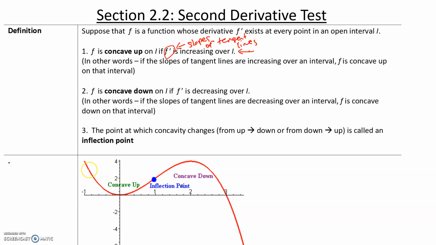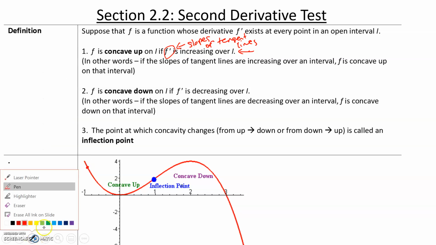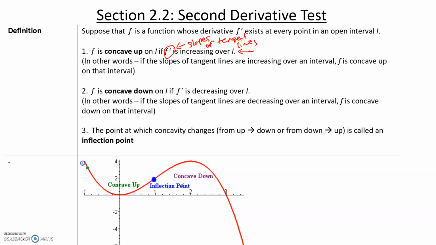Let me show you guys what that looks like. Let's take this point right there, and this point has a tangent line with a negative slope. And then look what happens slowly as we get over here. The slope goes from being negative to 0. And then from here, the slopes go from 0 to being positive. So the slopes are going from negative to 0 to positive, so the slopes are increasing. So the function f is concave up when the slopes of the tangent lines are increasing. They're going from negative to 0 to positive.